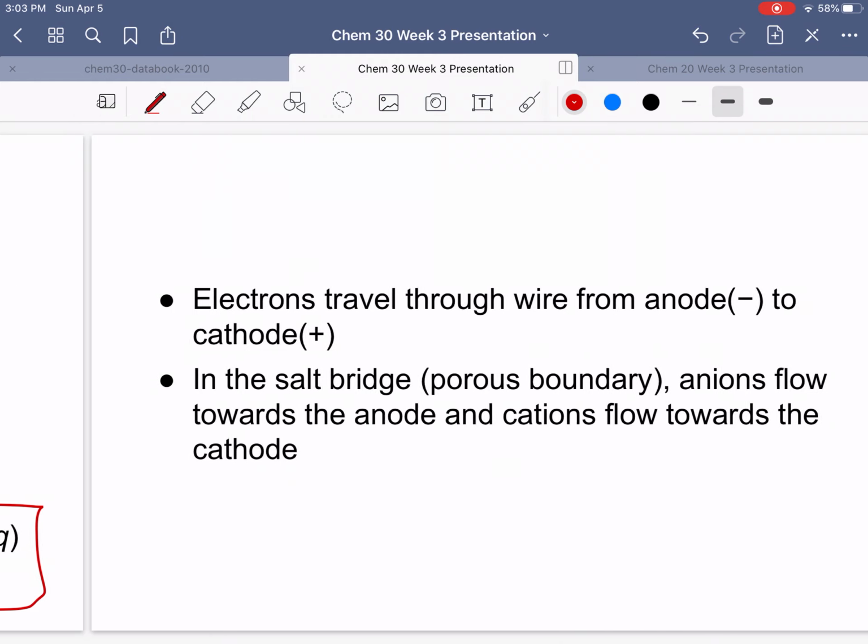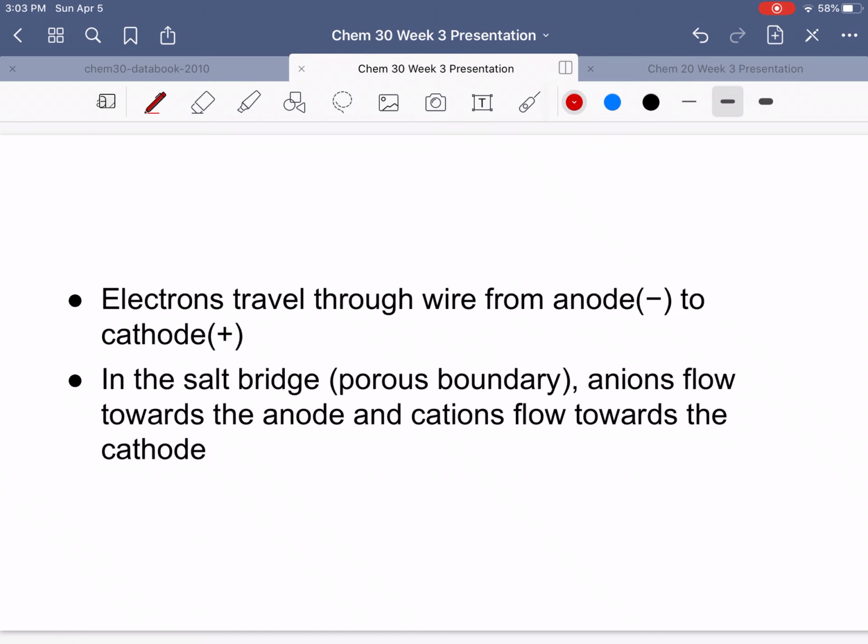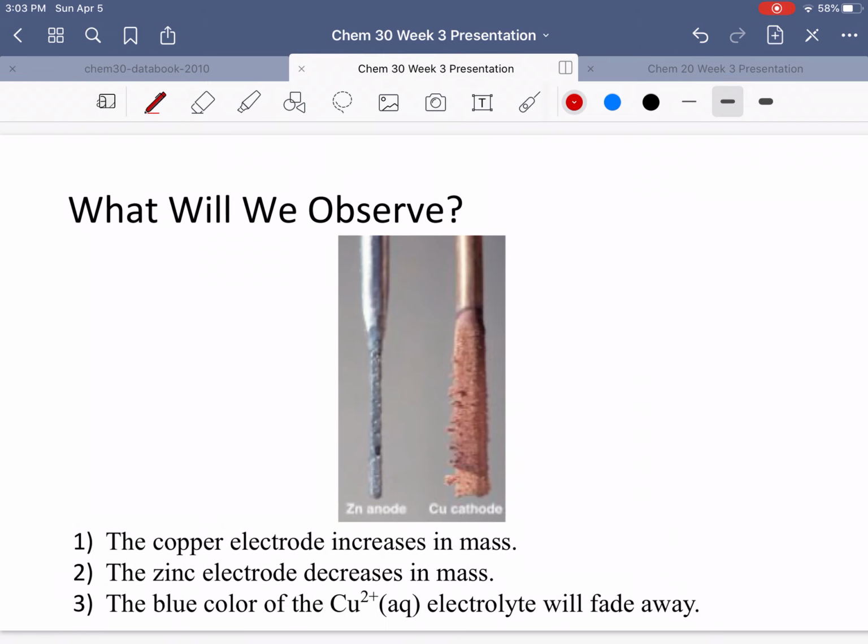Alrighty, let's keep going here to just a diagram about observations again. This is something else that you're going to have to talk about for voltaic cells that you're analyzing. What would you expect to see?